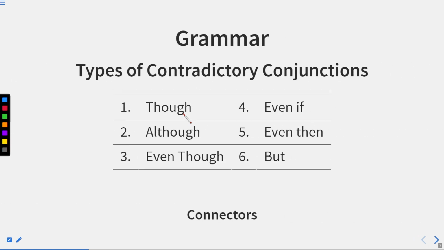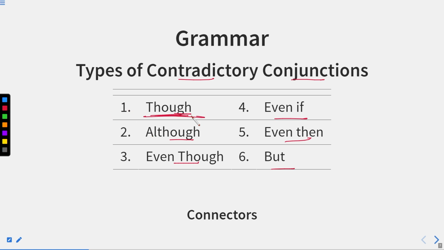First of all, let us discuss types of contradictory conjunctions. So first we are going to discuss contradictory conjunctions. What are these words? First of all, we have though, although, even if, even then, but. Now all these are contradictory conjunctions. But in this session, we are going to discuss a few of them. So let's discuss. First of all, we'll discuss the word though.